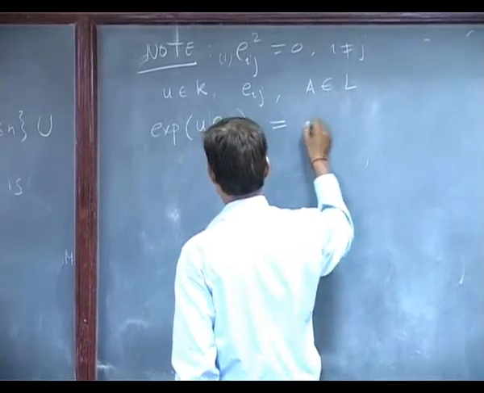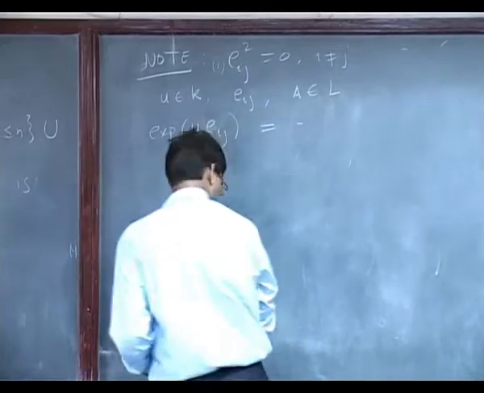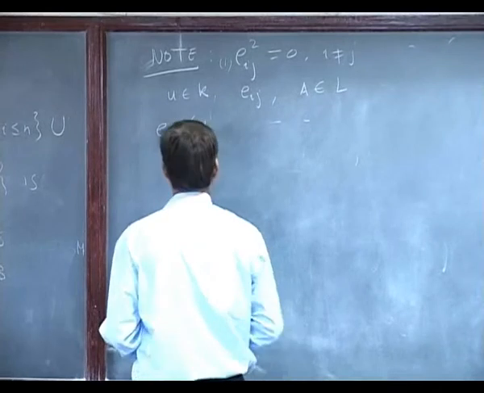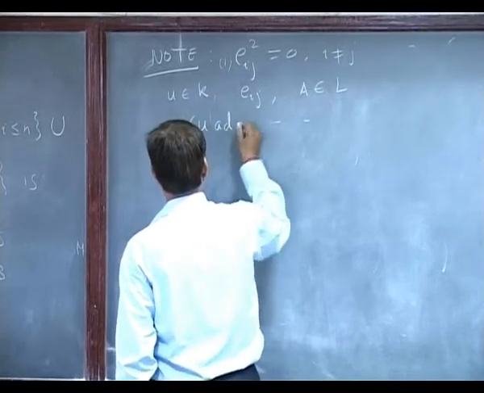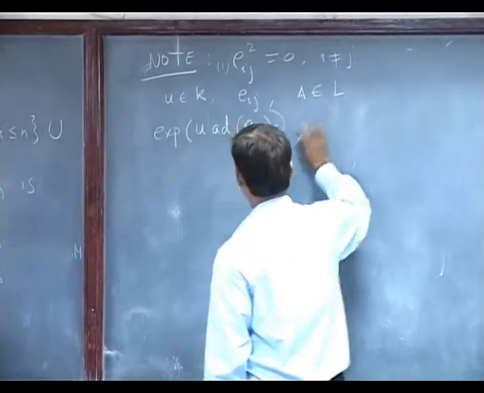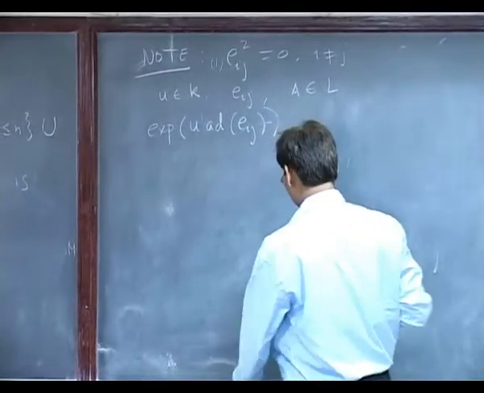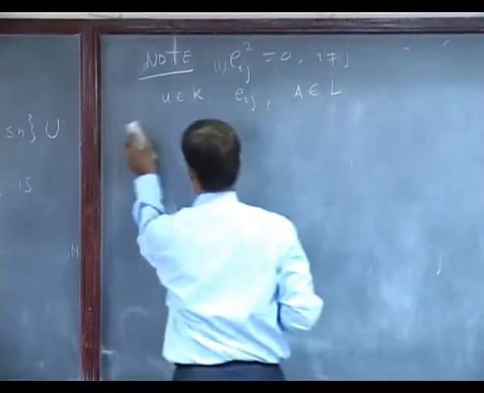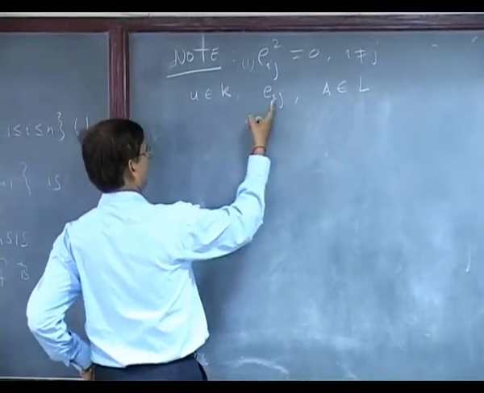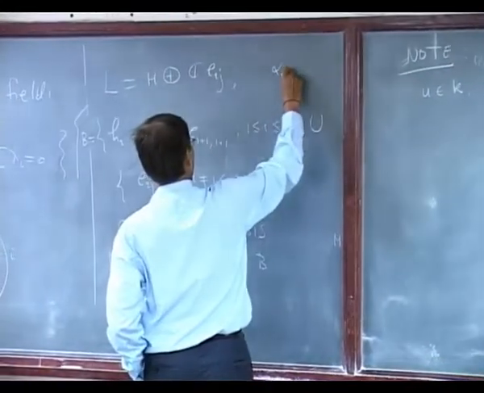So this is the exponential, applying ad of e_ij and applying this transformation at A. So first of all, what is the matrix E alpha? Okay, so I am sorry. What are the roots? The roots are alpha_ij.